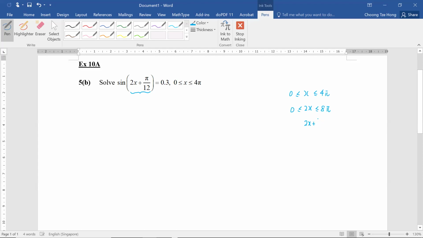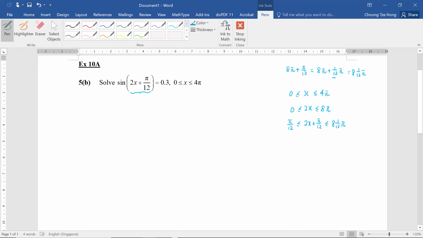Then we'll add pi over 12 to everything. On the left side it becomes pi over 12. On the right side it becomes 8 and 1/12 pi. If you are confused, we have 8 pi plus pi over 12, and pi over 12 is 1 over 12 pi. If you factorize out the pi, you get 8 and 1/12 pi. That's how I got it. I'll just leave it like this and not convert it to an improper fraction.